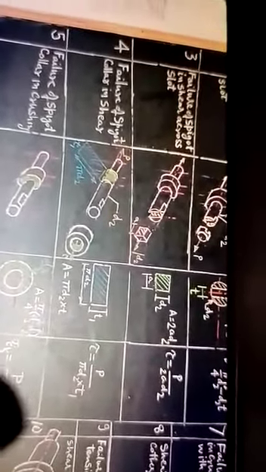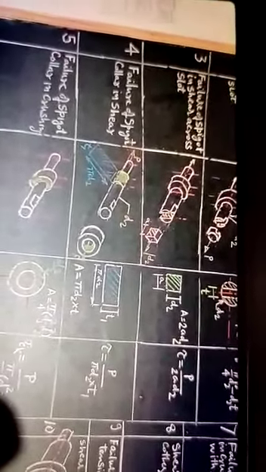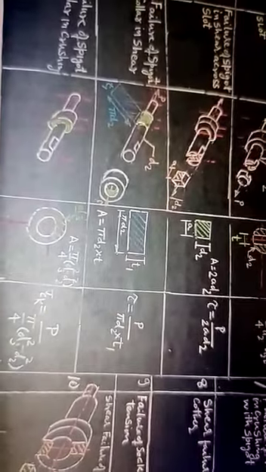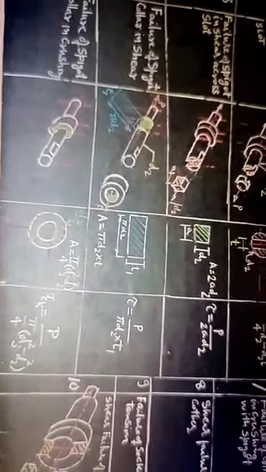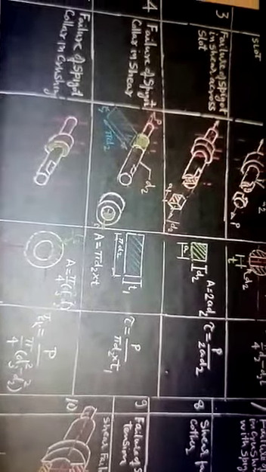The next failure is failure of spigot collar in crushing. The crushing area is given by pi by 4 d3 square minus d2 square, and the strength equation is given by sigma ck is equal to load upon resisting or crushing area, pi by 4 d3 square minus d2 square.